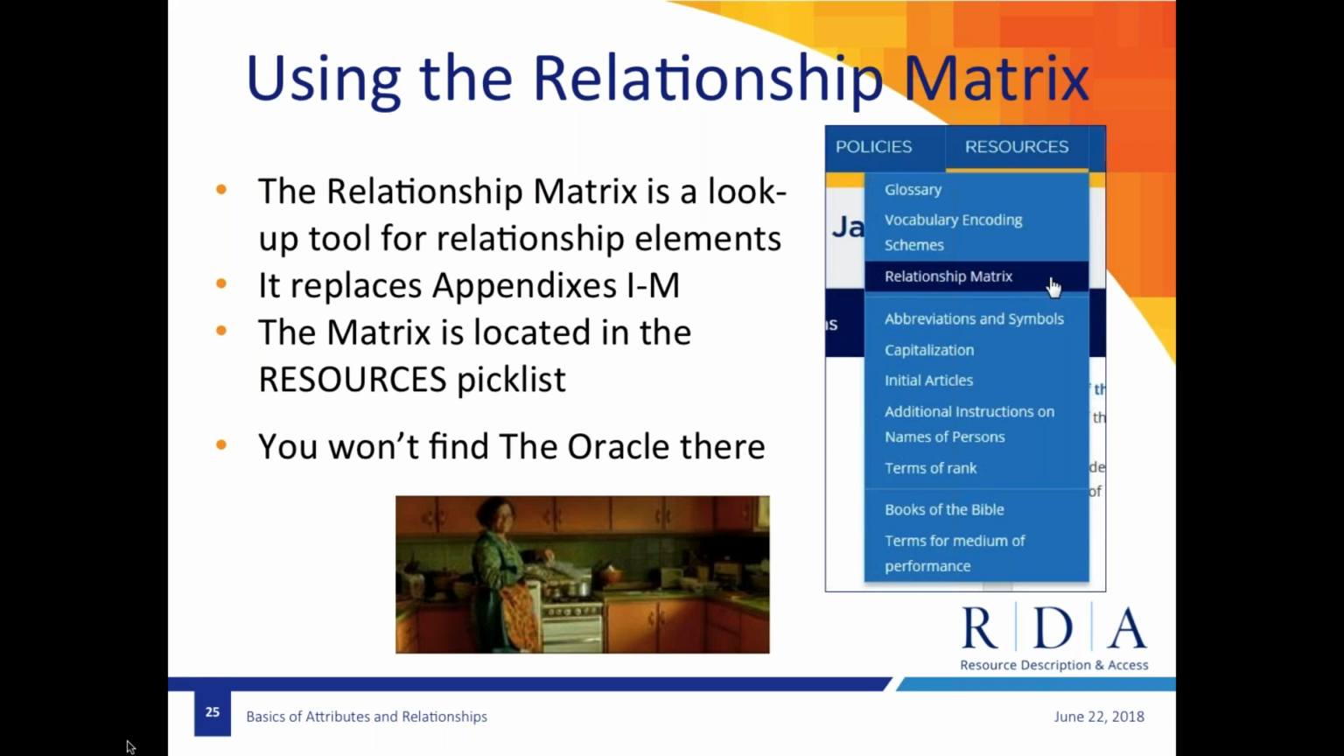So the relationship matrix is available in the Resources tab. It's a lookup tool for the relationship elements, which, remember, a lot of the former designators are now relationship elements. So when you used to have that giant list in appendices I through M, that's been replaced by this, which includes relationship designators that are now elements, as well as relationships. It's in the pick list, and again, you won't find the oracle there. It's not that kind of a matrix.